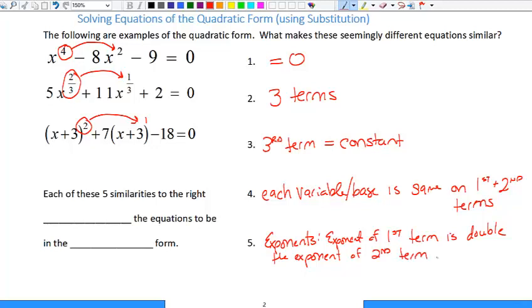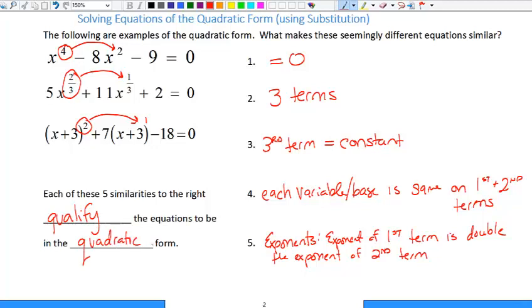And this is really, really important. You have to have that doubling property in order to be an equation of the quadratic form. So each of these 5 similarities to the right here qualify the equations to be of the quadratic form.